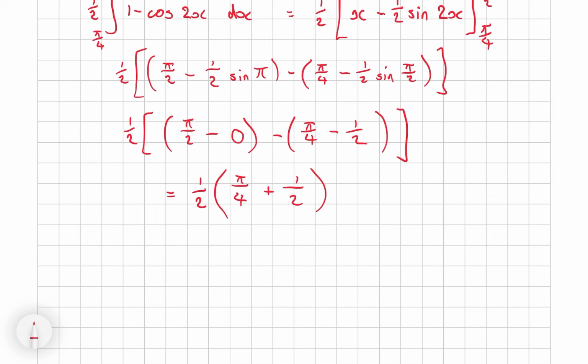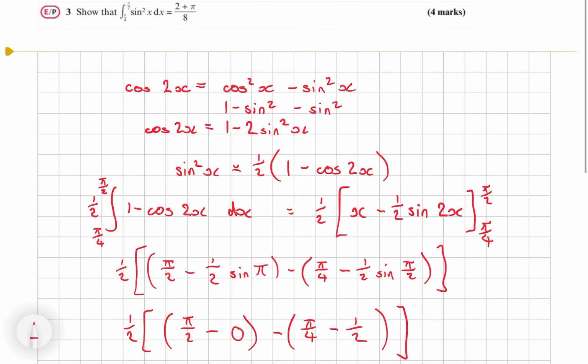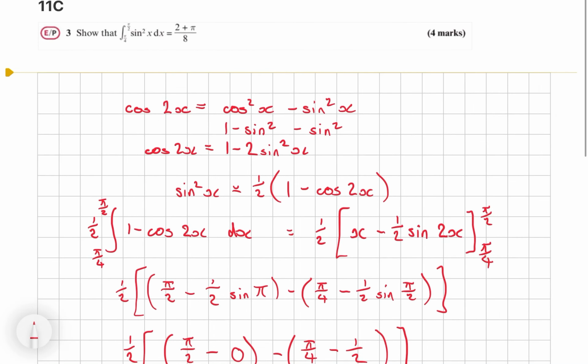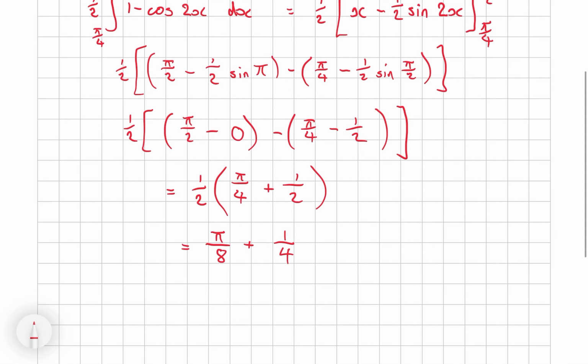but I've got half of that, so I want to show it's equal to 2 plus pi over 8. Okay, so we can times by the half, so we've got pi over 8 plus 1 over 4, which is the same as pi plus 2 over 8.